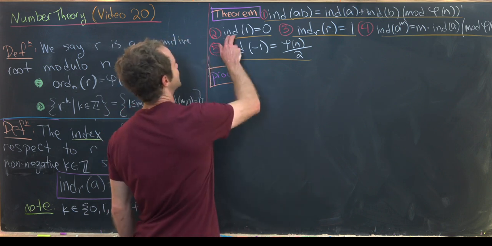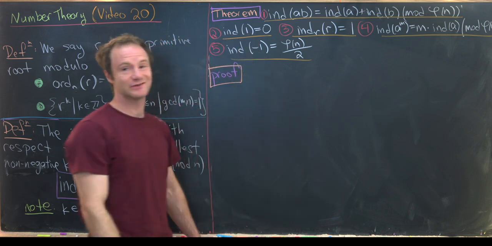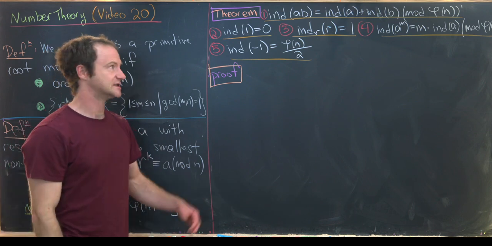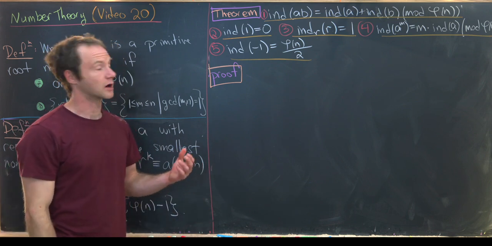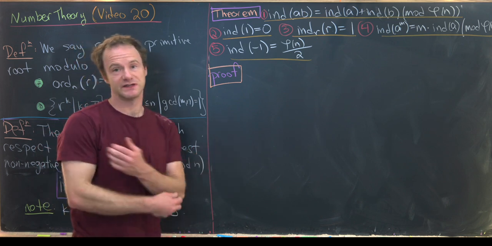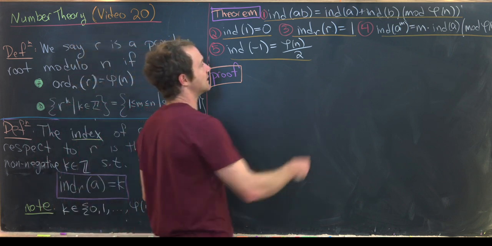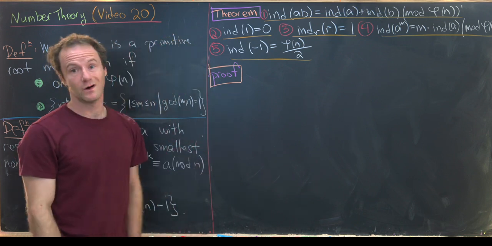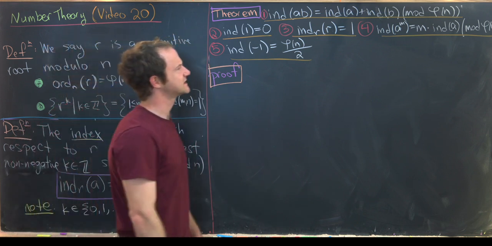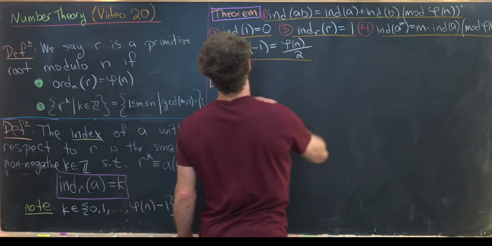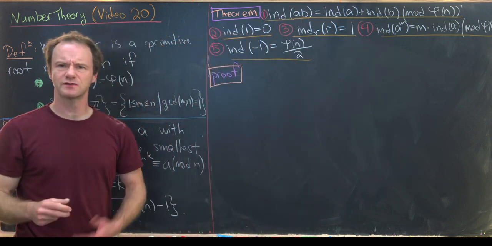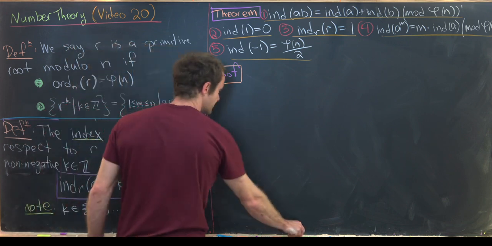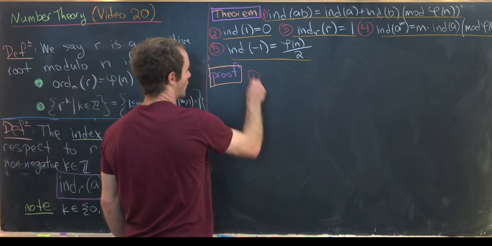So notice the proof of the index of 1 being equal to 0 is pretty obvious, because if you've got a primitive root r, then r to the 0 is equal to 1. And then furthermore, that the index of r is 1, that's also pretty obvious. So let's see, maybe we'll prove 1, 4, and 5, because those are the ones that require a little bit of work. So let's start with 1.